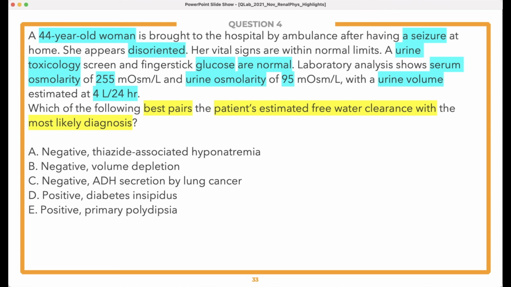So we'll give you guys a second to maybe do the calculation if you need, or at least get those numbers down so you can start plugging and chugging some numbers. And then we will open up the answer choices in a couple seconds and let you select what you think is the best answer. Yeah, very good. We'll keep this up just so you can make the connection, figure out which one you believe best pairs the free water clearance with the most likely diagnosis. And let's go ahead and launch the poll.